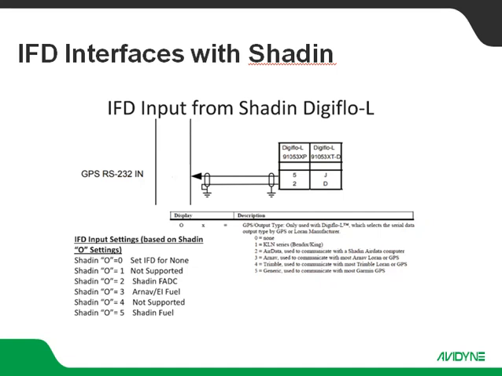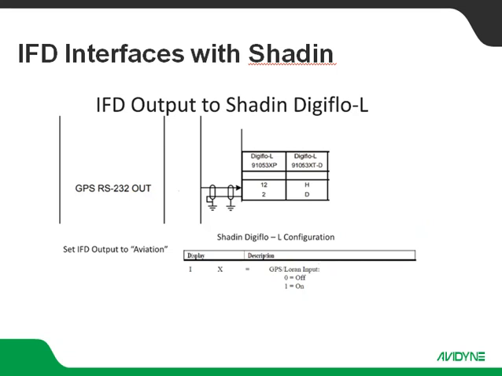An Oscar setting on the Shadin side of a 3 is the RNAV EI Fuel format. So we would set the IFD side for RNAV EI Fuel if we have an Oscar setting of 3. Oscar setting of 4 is a Trimble format for the old LORAN systems. IFD does not support that fuel flow. If your Oscar setting is 5, we're going to set the IFD input up for Shadin Fuel. That's how those line up.